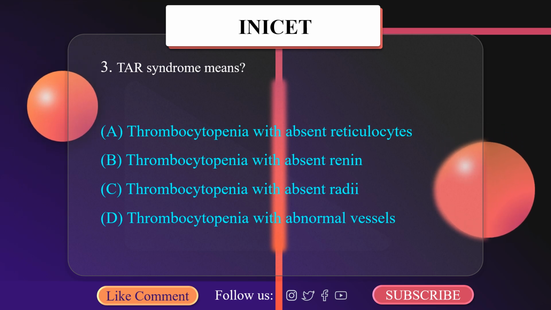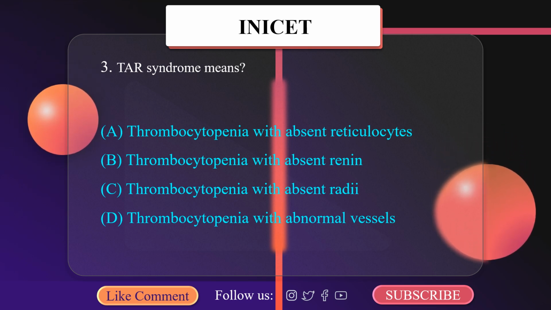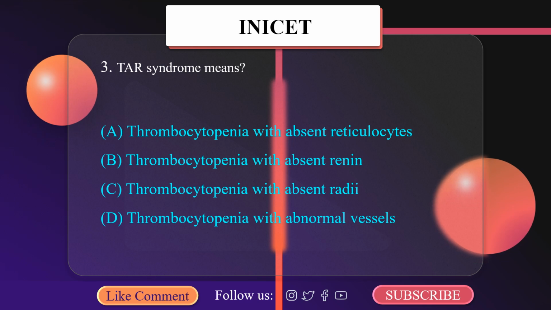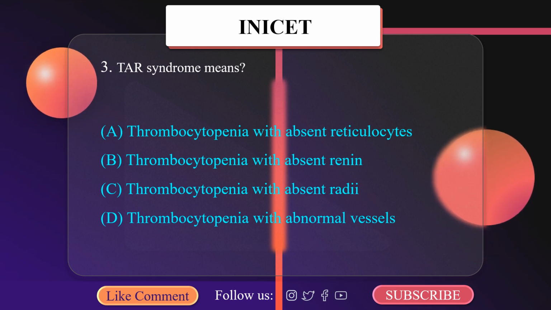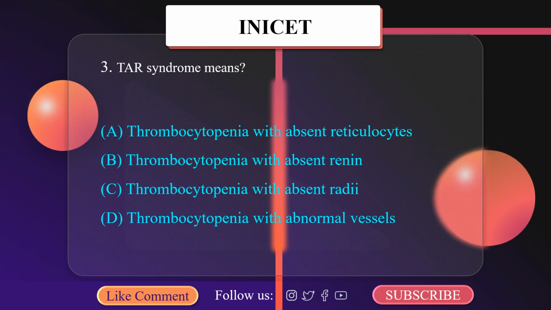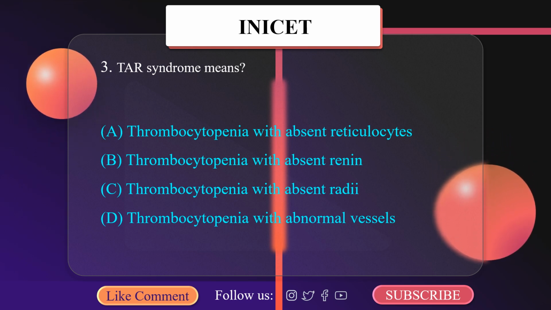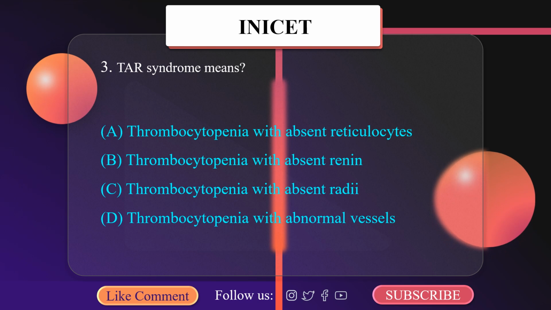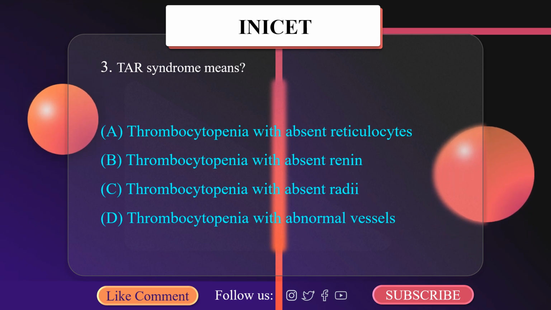TAR syndrome means A. Thrombocytopenia with absent reticulocytes, B. Thrombocytopenia with absent renin, C. Thrombocytopenia with absent radii, D. Thrombocytopenia with abnormal vessels.